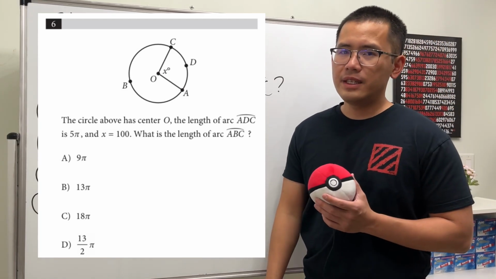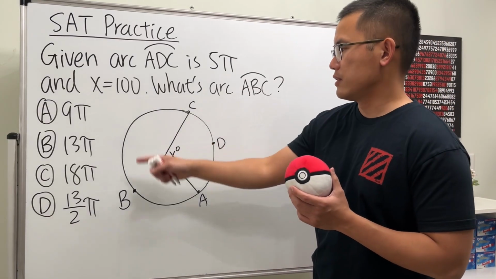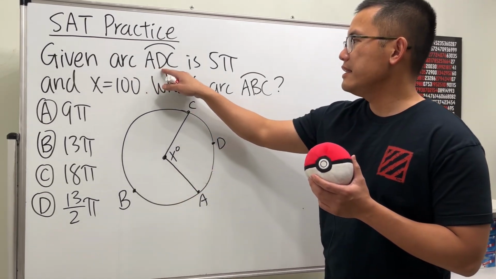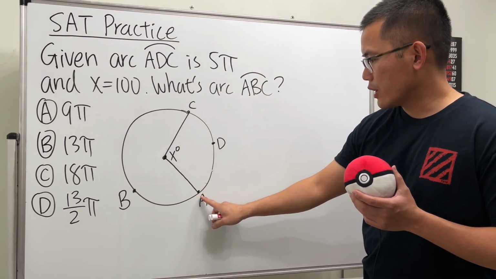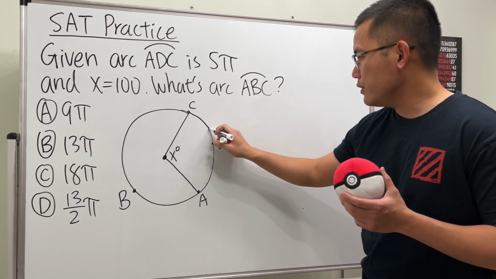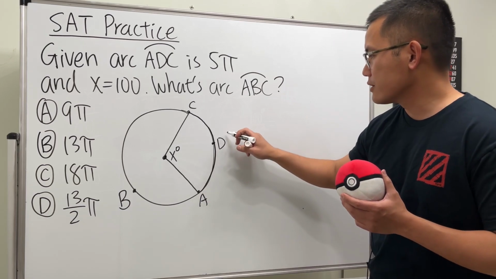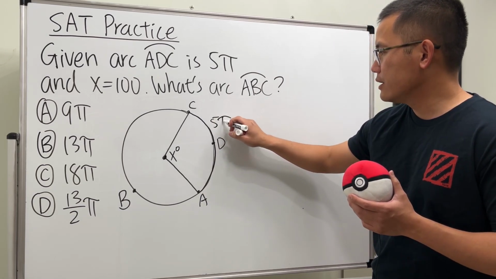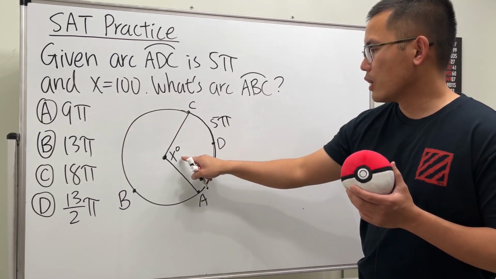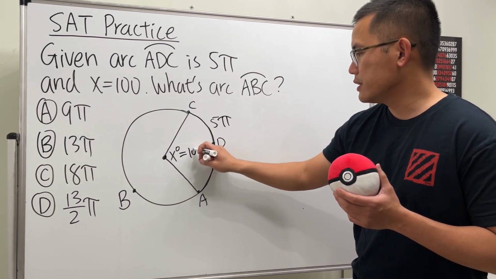Okay, another SAT practice question. Here we are given a circle, and this right here is the center, and we know that the arc ADC, so it means that we are going from A to D to C, so this portion right here, is given to be 5 pi. So let's go ahead and indicate that this right here is 5 pi. And we also know that x is equal to 100, so this right here is going to be 100 degrees.